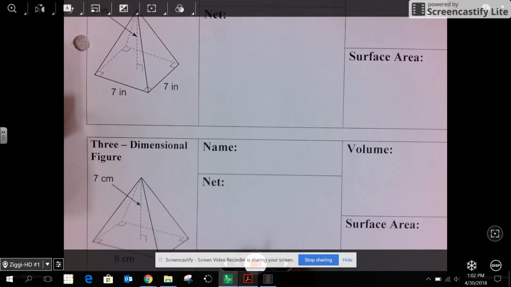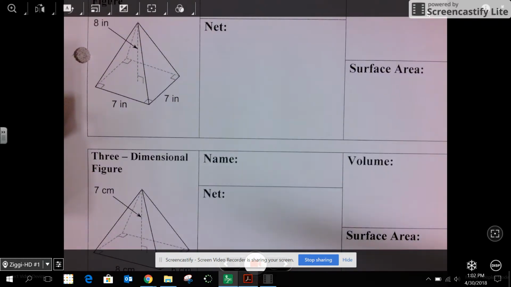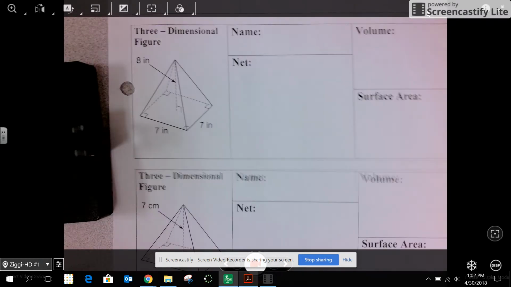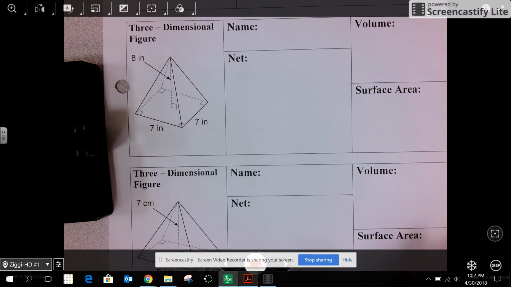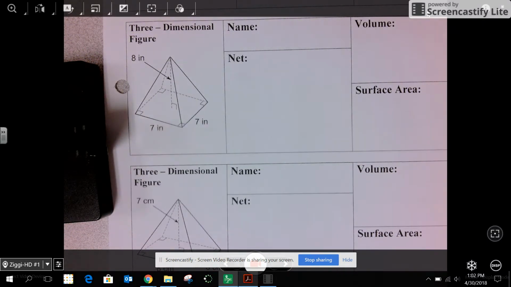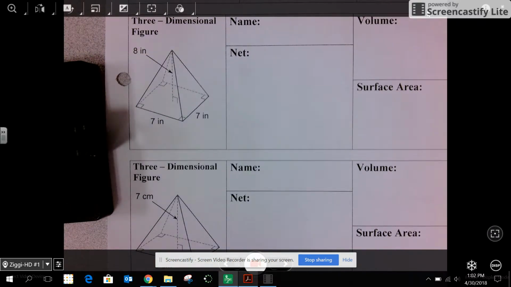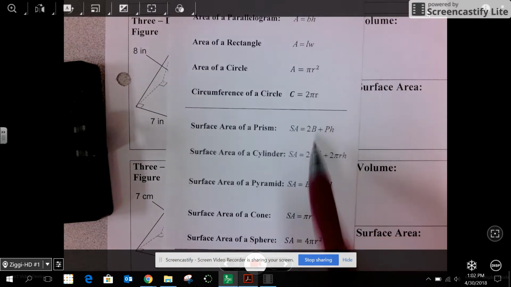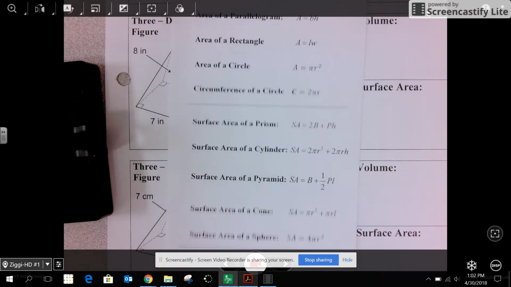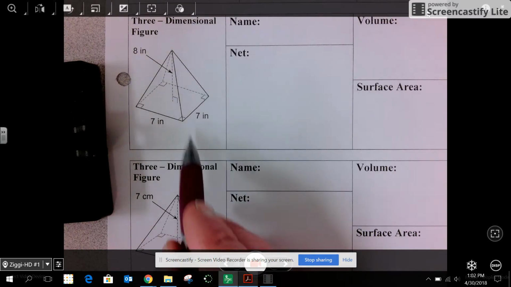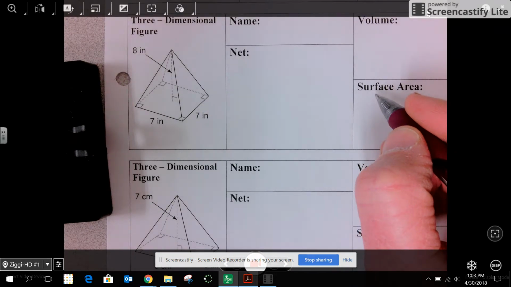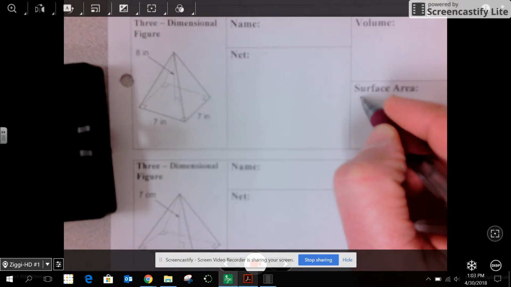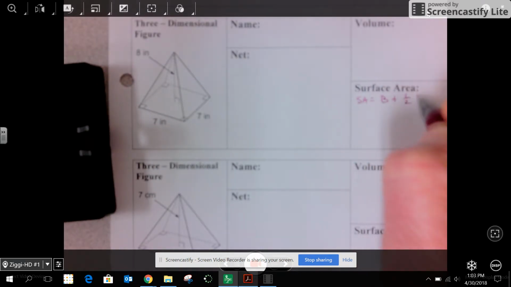I want to take a look at both of these at the same time. These are pyramids because they have triangular faces. And the pyramid's formula for volume is straightforward. But for area, you can only use the shortcut formula for surface area of a pyramid if it's a regular pyramid. Regular means that we know the area of the base. So the surface area of a pyramid is B plus 1/2 PL.